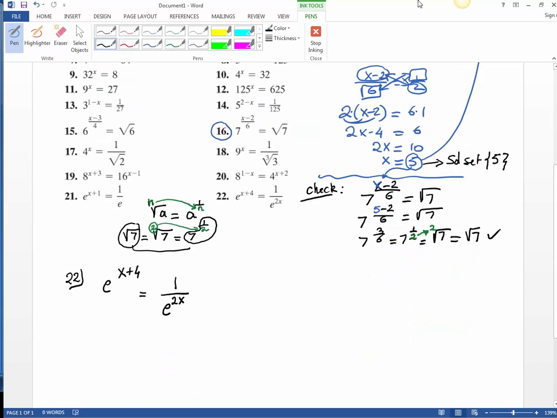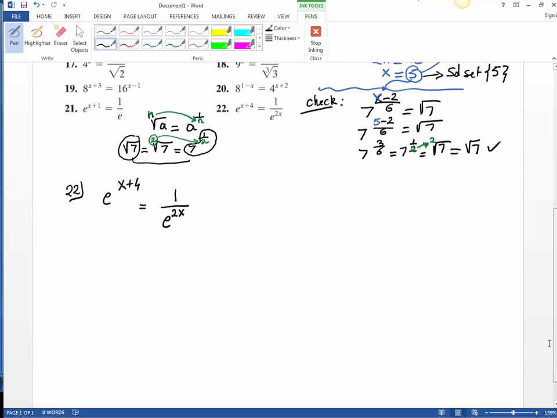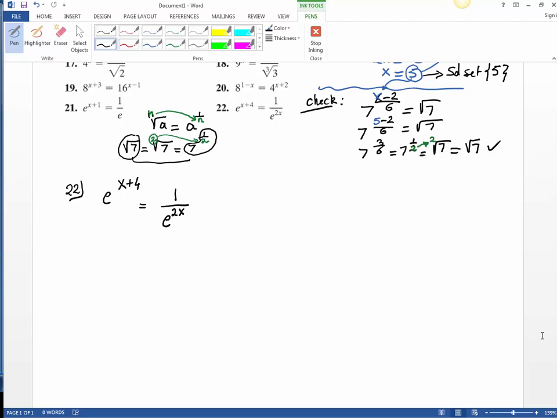Now you could use this technique on any base. Let's say we had to solve the exponential equation with base e, and it's number 22 here. e to the power x plus 4 is equal to 1 over e to the power 2x. What we need to notice over here is that on the left we have e to a power. So we're going to use the base e on the other side.